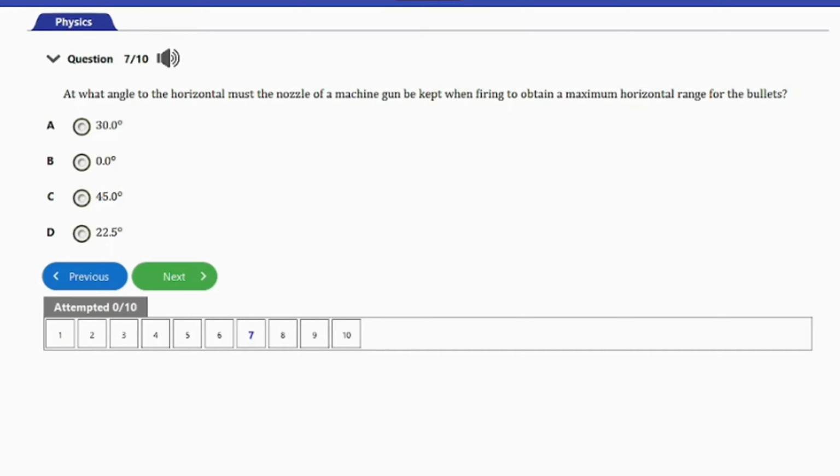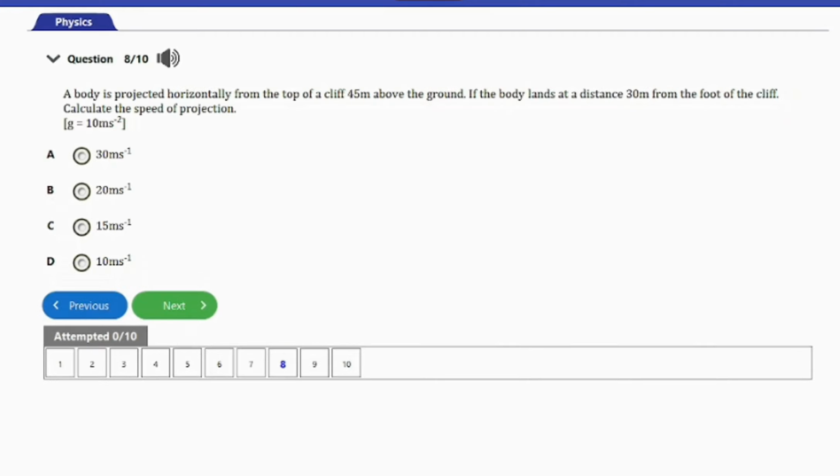So it has to be at angle 45 degrees, and that's option C. Let's go ahead and consider the next question, guys. So the next question here, question number 8 says, a body is projected horizontally from the top of a cliff 45 meters above the ground.